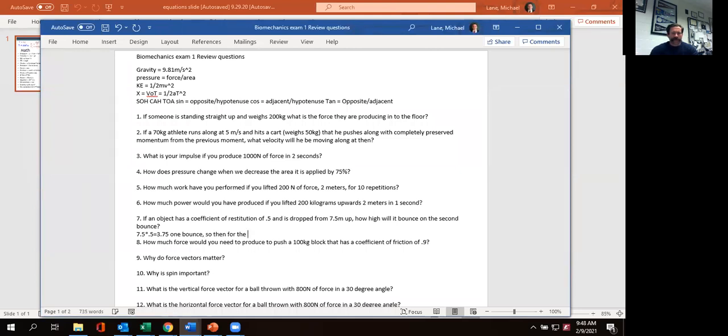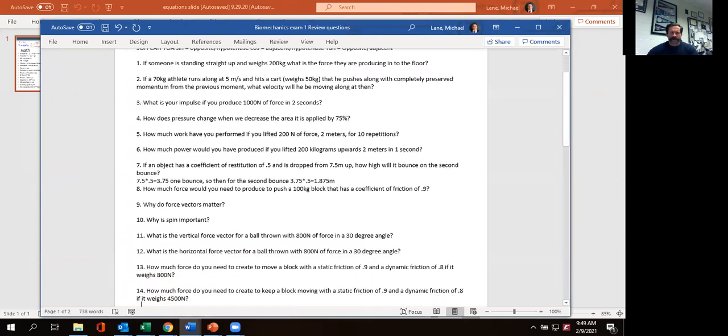So then for the second bounce, which that'll give us 1.875 meters. Then number 16.